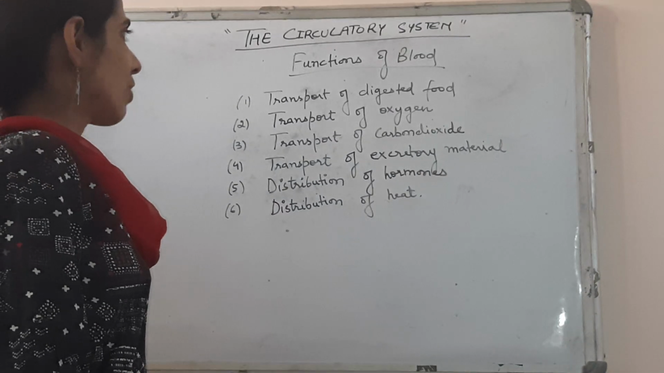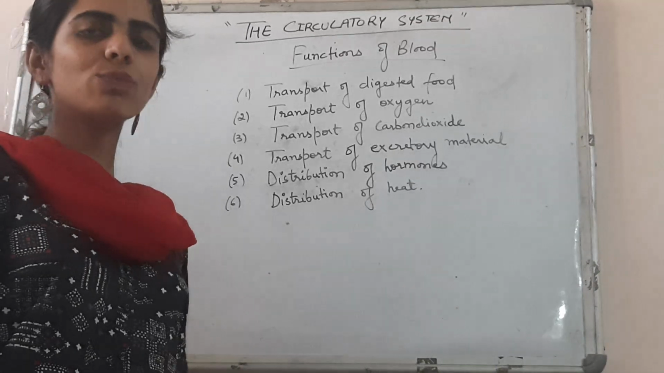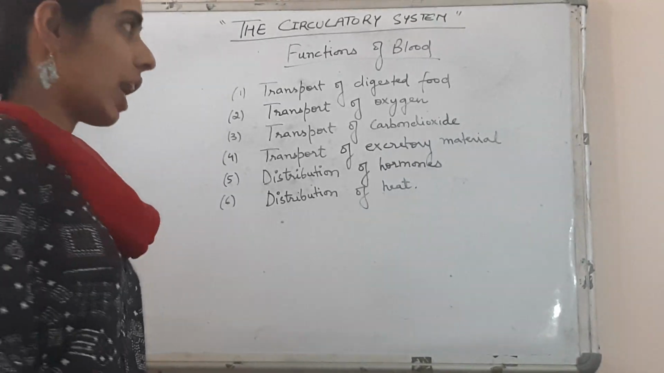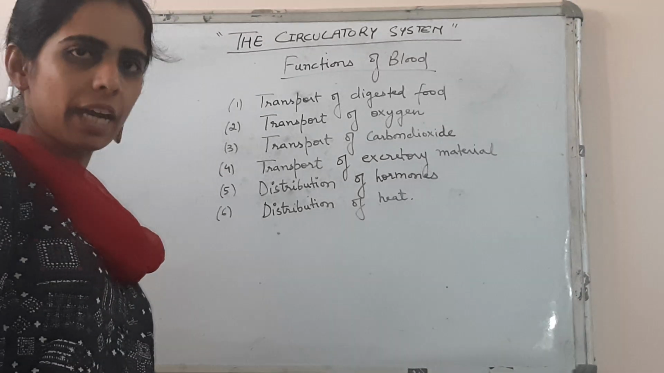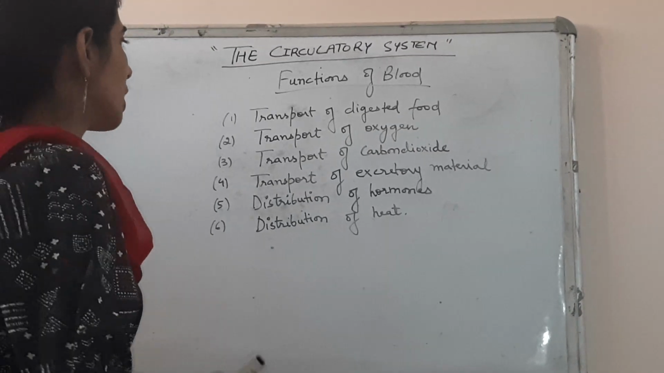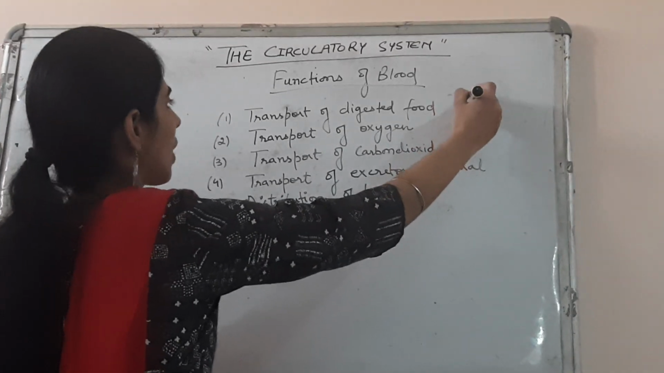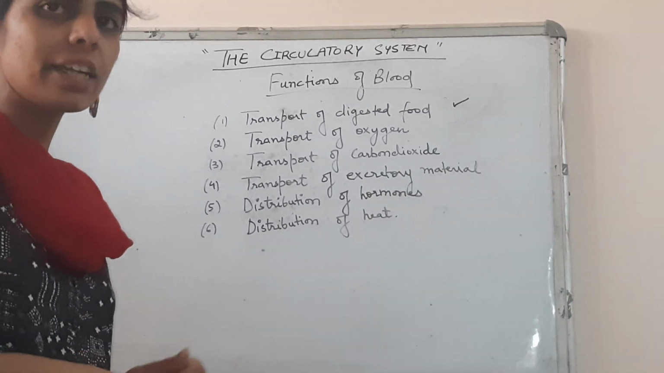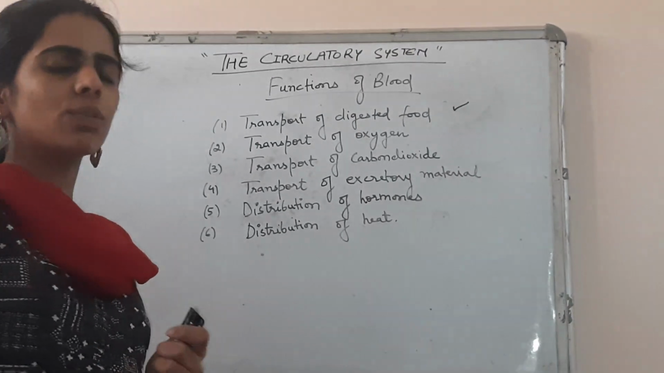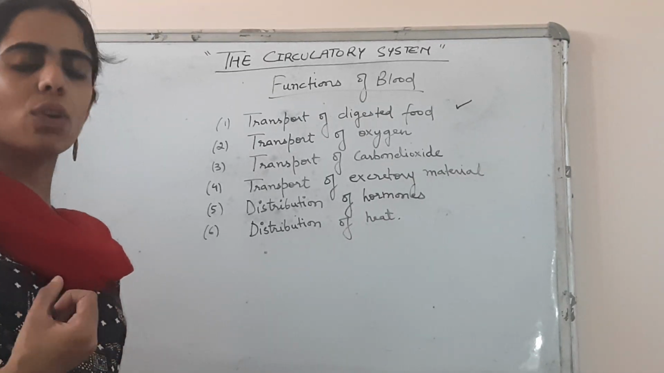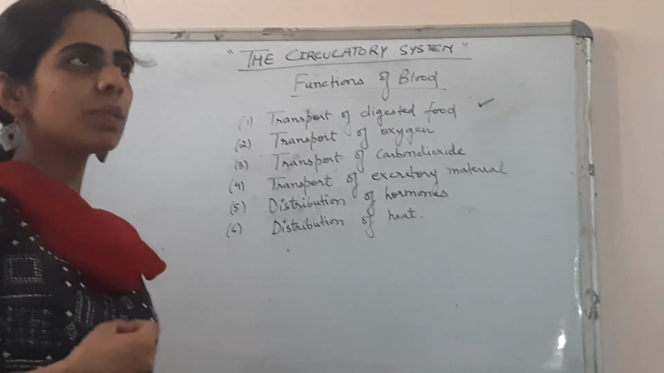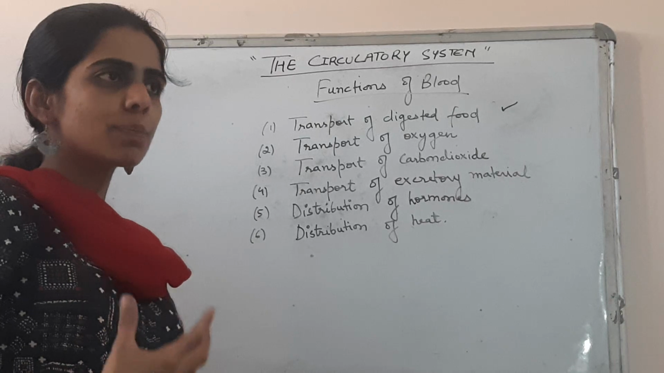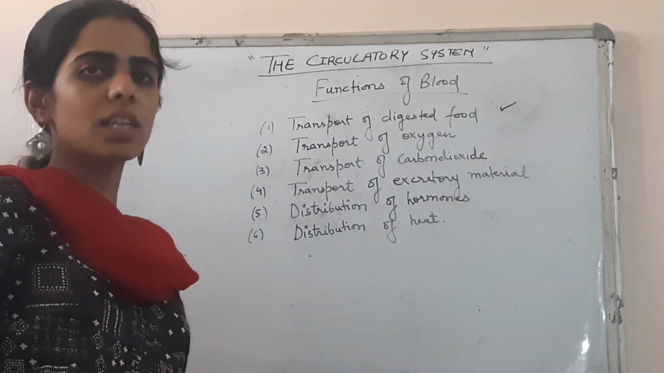Okay children, so now we will continue with some important functions of blood. What are the functions of blood? To begin with, the first function that we have is transport of the digested food. What the blood does is, all the glucose and amino acids that we get from our food are to be transported to each and every cell of the body.